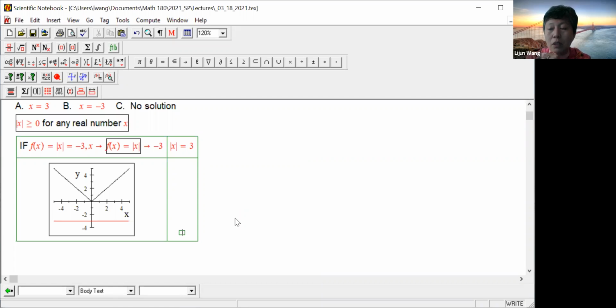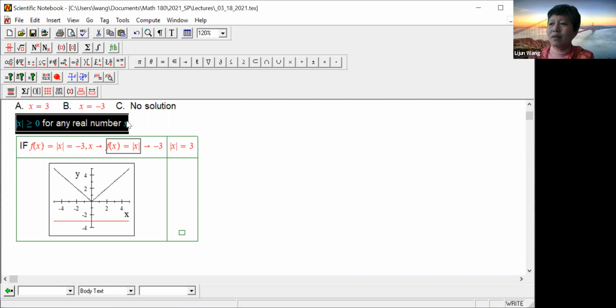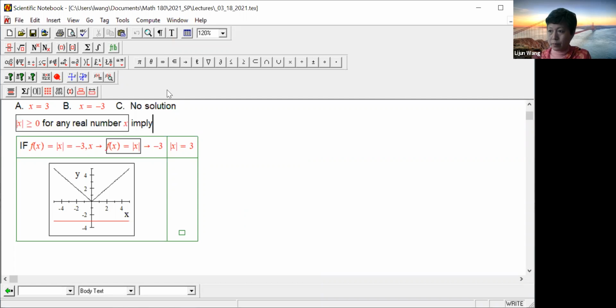Do you guys follow me? Because you think about it. What does this sentence imply? Do we agree that this is always true? The absolute value of any number is always greater than or equal to 0. What does that mean? What does it imply? Its opposite will never be true, right? Its opposite will never be true.